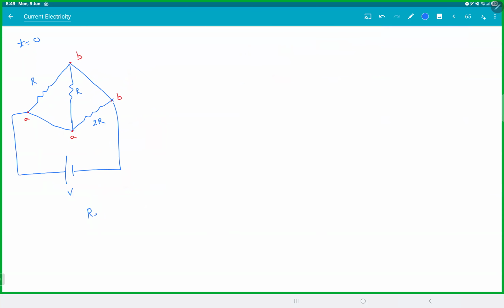If all are in parallel, then the R equivalent will be how much? R and R will be R by 2. R by 2 and 2R will be R by 2 into 2R by 5R by 2, that is 2R by 5. Current I will be V by 2R. Yes.